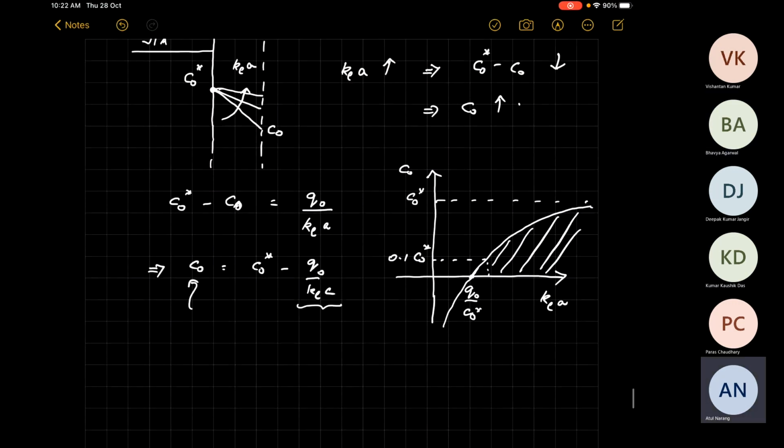So essentially, you have to make sure you put C_O equal to 0.1 C_O star, solve for the value of K_L a, and you will get it. But this is really what you're doing. You're trying to find out the value of K_L a beyond which your dissolved oxygen concentration will remain above 0.1 C_O star. Where this graph is nothing but C_O star minus Q naught divided by K_L a. I'm making use of this equation here.